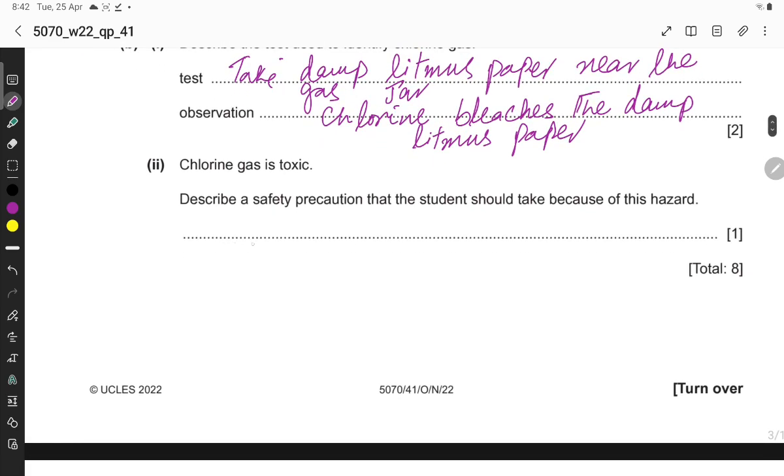Chlorine gas is toxic. Describe a safety precaution that students should take because of this hazard. This experiment should be carried out in a fume cupboard.